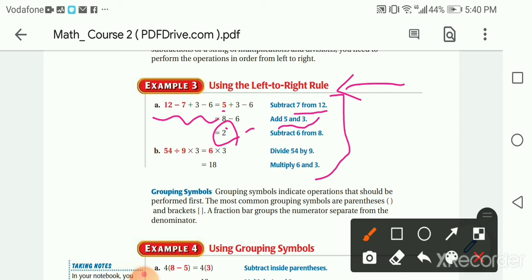I have here 54 divided by 9 times 3. What should I do? Okay, I start with left. 54 divided by 9, divide 54 by 9, it gives you 6. Then times 3, 6 times 3 gives you 18. Okay, this is easy. Okay.